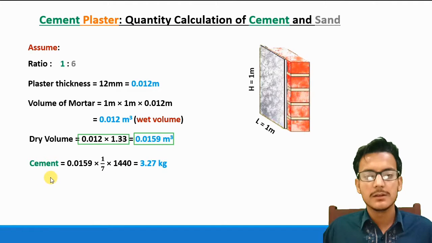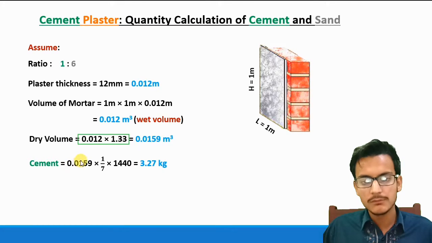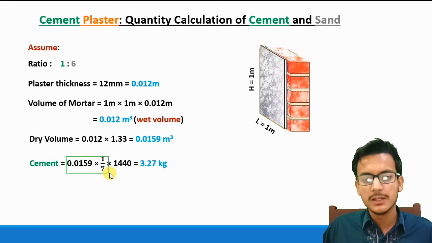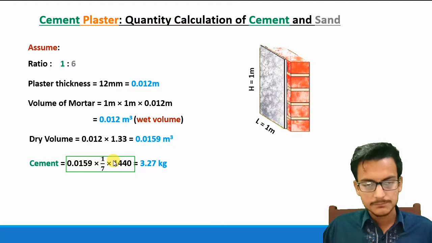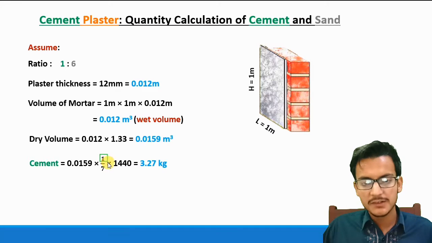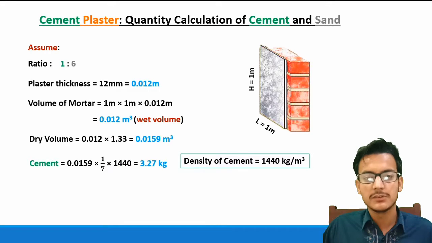So the next step is the main step, in which we calculate the quantity of cement. How will we calculate this? By multiplying some values. First of all we will write the value of dry volume, then 1/7, and then 1440. Now what are these values? The 1 in the numerator is the quantity of cement in the ratio, and 7 is the sum of the ratio, and 1440 is the density of cement, that is a constant value.